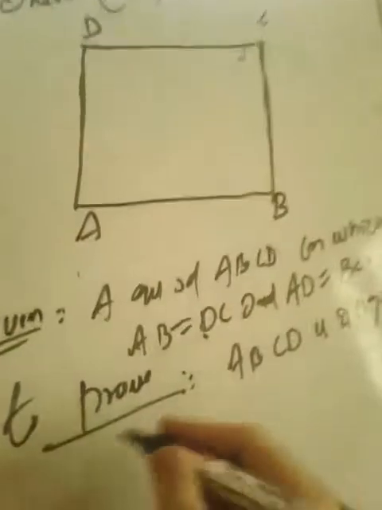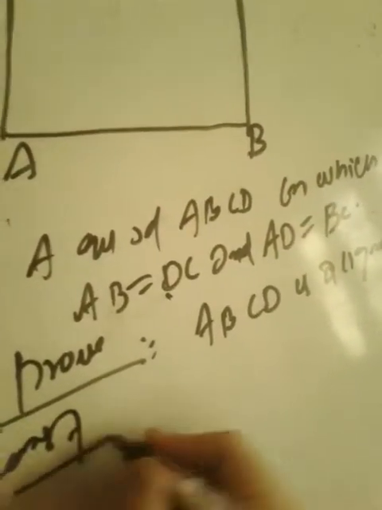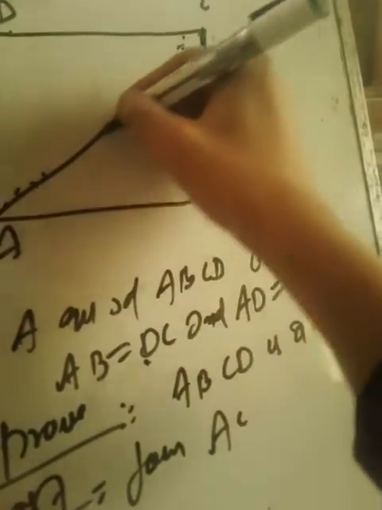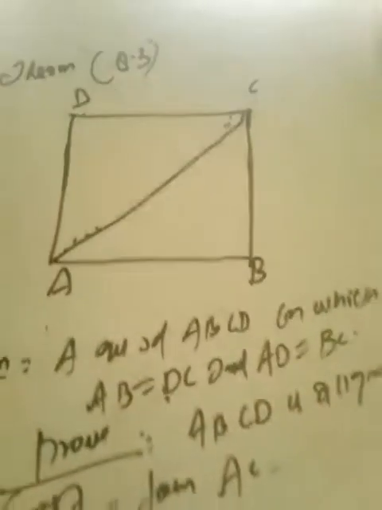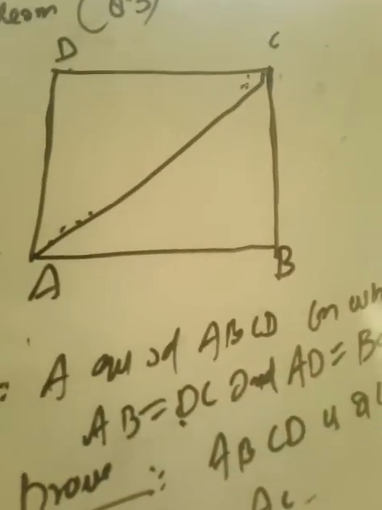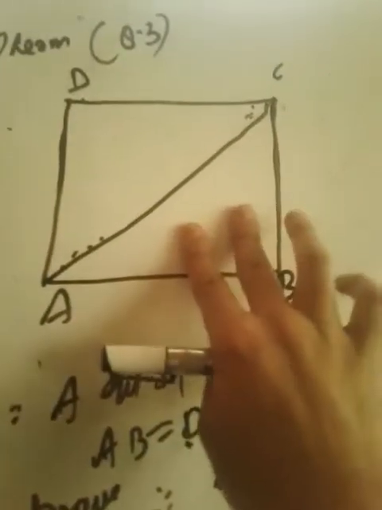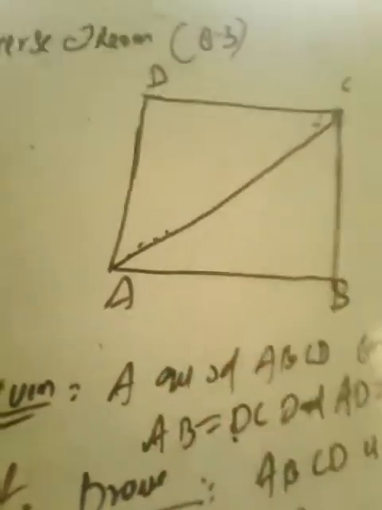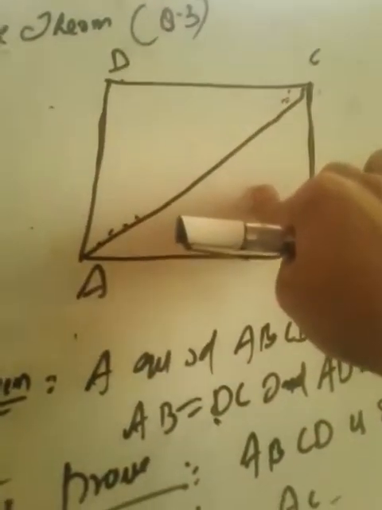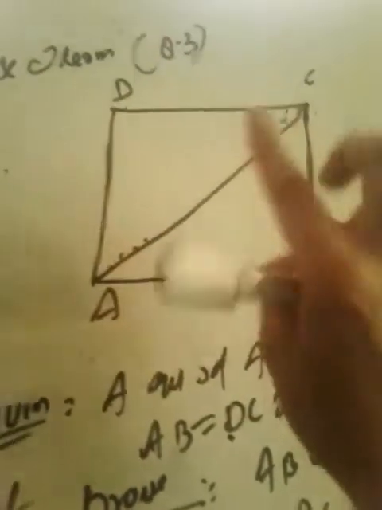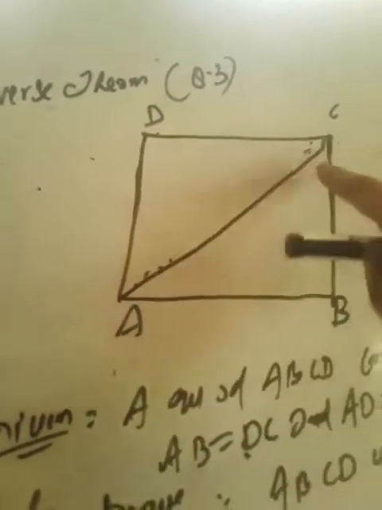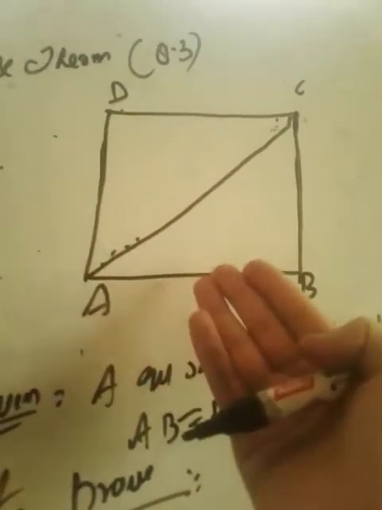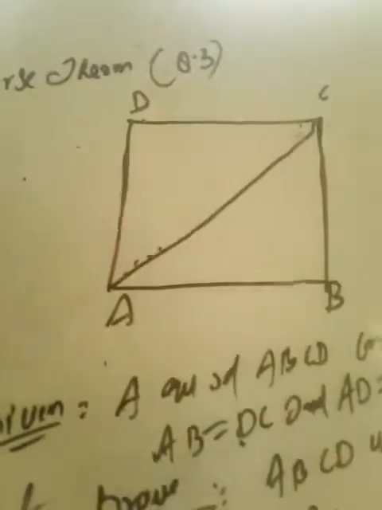To prove this theorem, we will do construction: join AC. Now we have to prove that this is a parallelogram. How will you prove that? Recall the previous concept that if you are able to show that this angle equals this angle and this angle equals this angle, then clearly this line is parallel to this line and this line is parallel to this line.